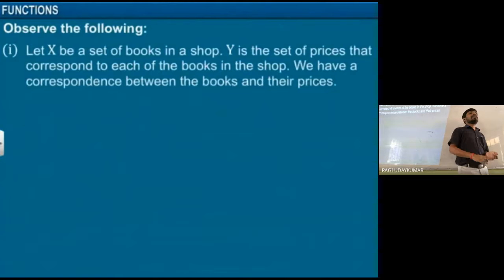So what are the points? X is the set of the books in a shop. Some examples let us take into consideration. Y is the set of the prices corresponding to each book in the shop. And we have a correspondence between the books and their prices. Correspondence is nothing but there will be a relation. एक book के लिए इतना price है, दूसरा book के लिए इतना price है. Relation होता है. There is a correspondence between the books and their prices. Correspondence is nothing but इधर से उधर तक एक link होता है. That is the only thing here you have.